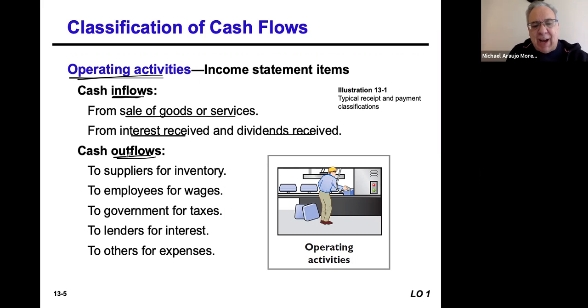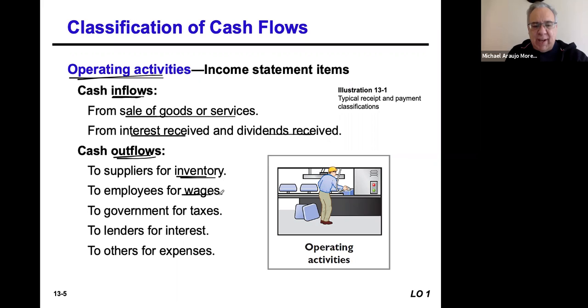Cash outflows usually are related to expenses. So when you buy inventory, that cost of inventory is cash moving out of the company to buy inventory. What happens after you sell inventory becomes cost of goods sold on the income statement.